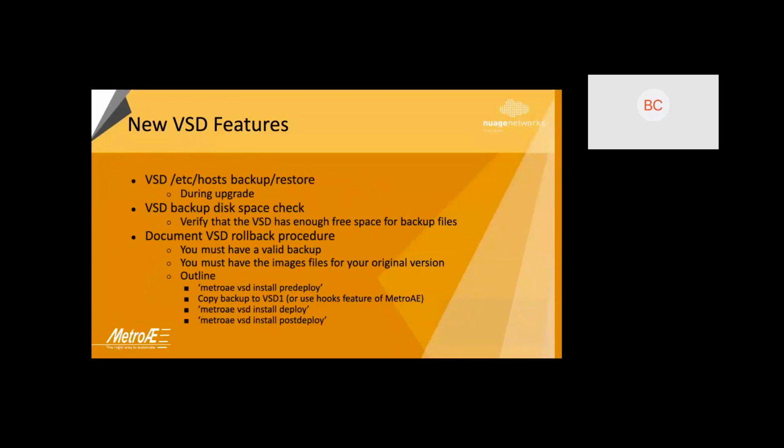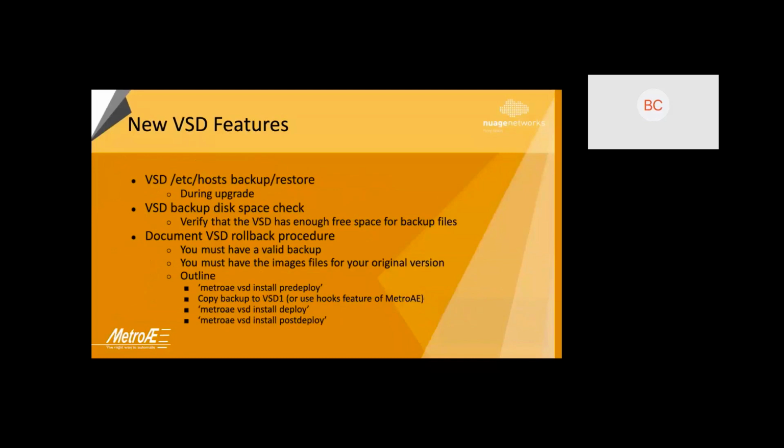And then this isn't really a feature, but it's a piece of documentation. We found with a couple of customers that we have been able to use the stepwise playbooks in Metro, the lower level operations, to actually do a restore or a rollback to a previous version of the VSD. Now, it only works under certain conditions, but we've gone ahead and documented those conditions and the procedure for accomplishing it. And so just as a highlight here, you've got to have a valid backup.